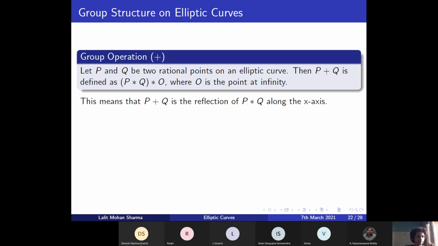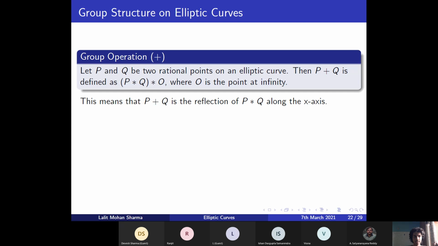So P plus Q basically means that it is the reflection of P star Q along the x-axis. Just remember this in terms of variables. So if P star Q is x comma y, then P plus Q is just x comma minus y, and we know that point would always be there because of the nature of elliptic curve. Because, as Fiona said, it is a mirror image along the x-axis.